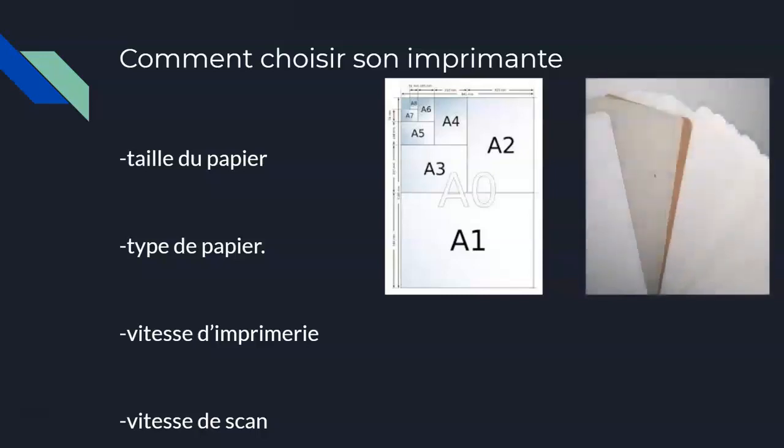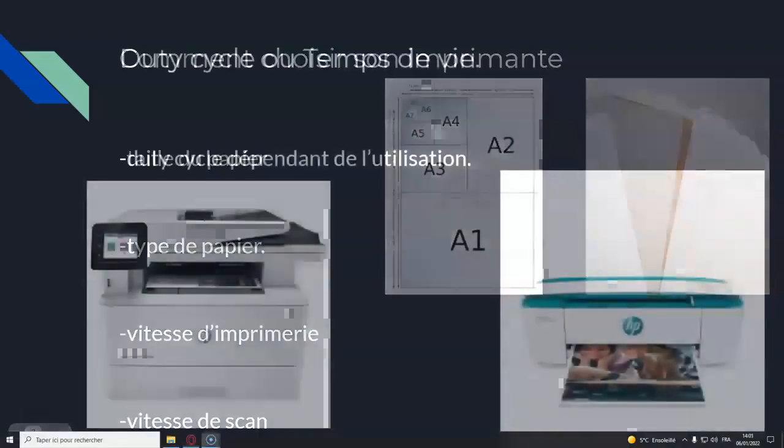Then there's also the speed of printing, which is going to be important depending on your use. If you need to print a contract very quickly, for example, let's say you're a big company and you need to print contracts for your suppliers, it's going to be very important to print quite quickly. Scanning speed is also very important if you need to scan and to digitize documents quickly.